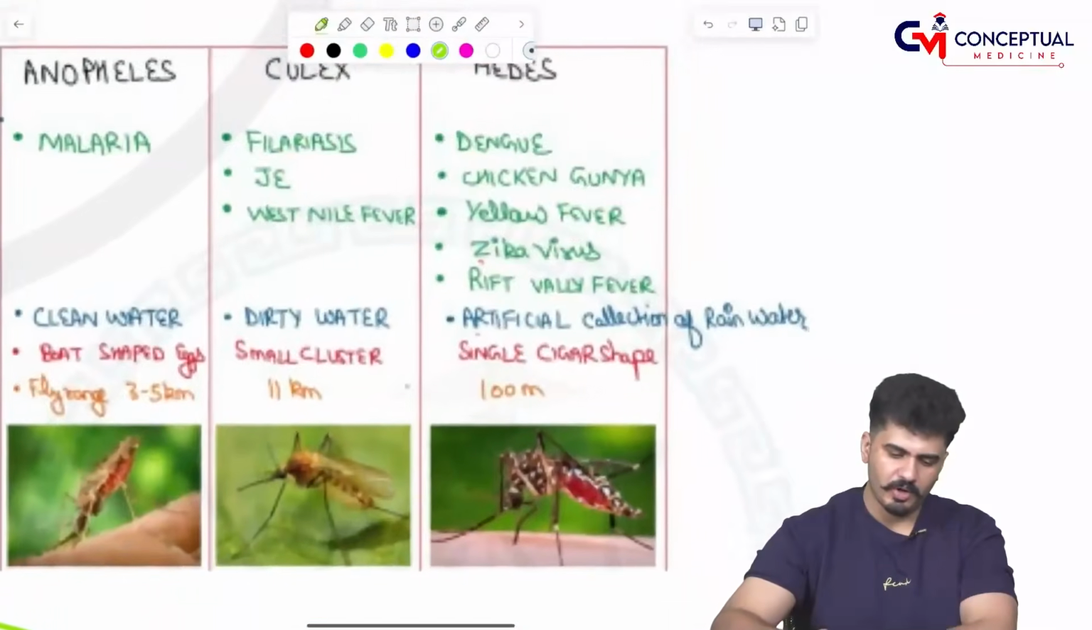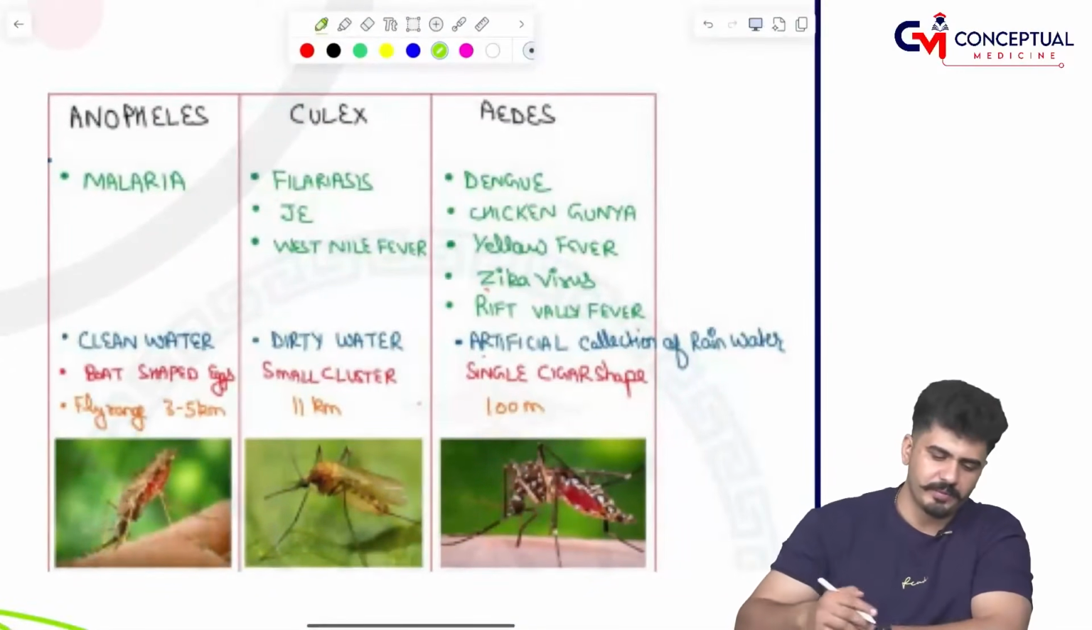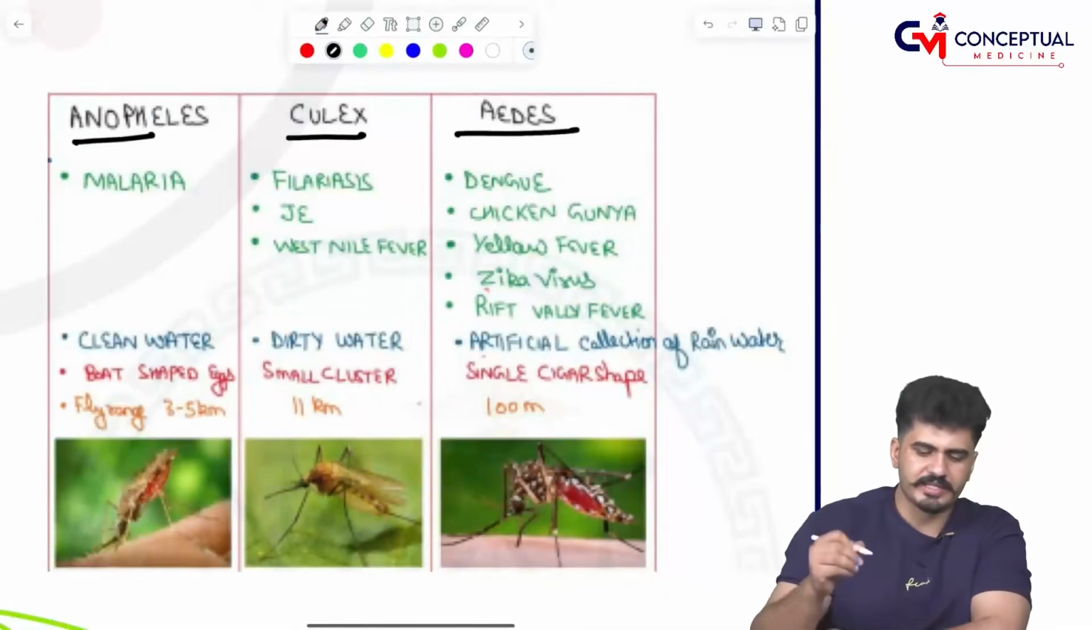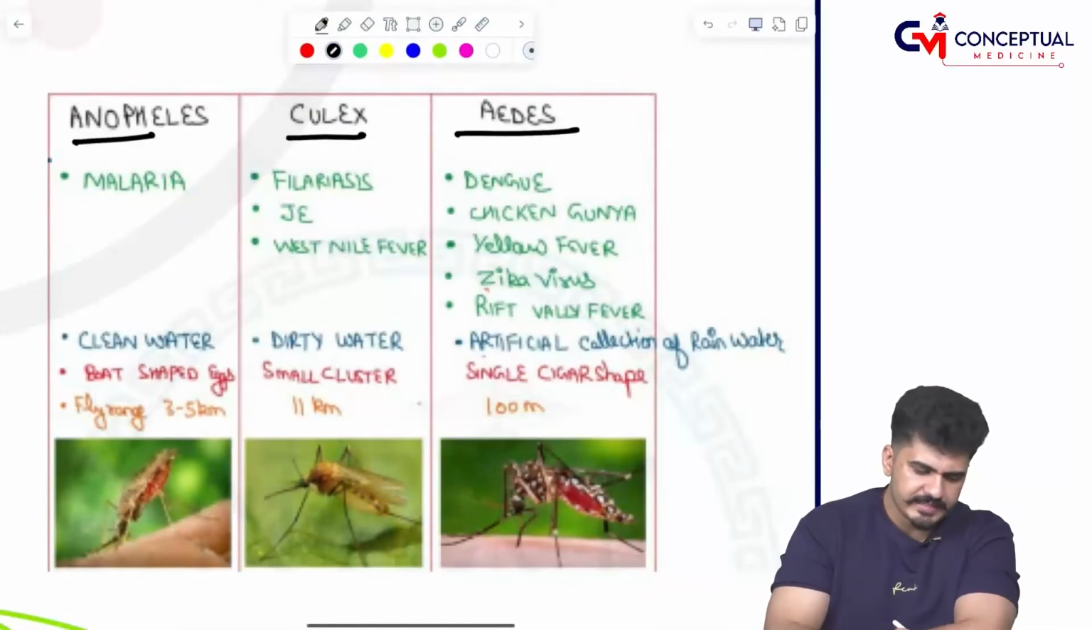Now let's come on to this table. This table is going to give us 100% exam questions. 3 mosquitoes I'm going to talk about. Number one is Anopheles, Culex and Aedes. My dear friends, Anopheles is for malaria. It will lead to malaria.